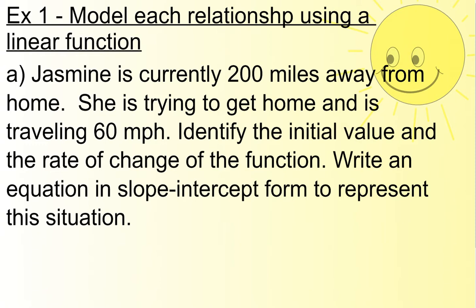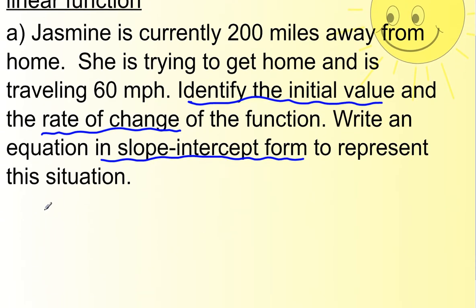So example 1 here. It says, Jasmine is currently 200 miles away from home. She's trying to get home and is traveling at 60 miles per hour. Identify the initial value and the rate of change of the function. All right, let me do some underlining here. So we need to identify the initial value and the rate of change of the function. And then we're going to write an equation in slope-intercept form to represent this situation. Okay, that's not too bad. So we need to find the initial value and we need to find the rate of change.